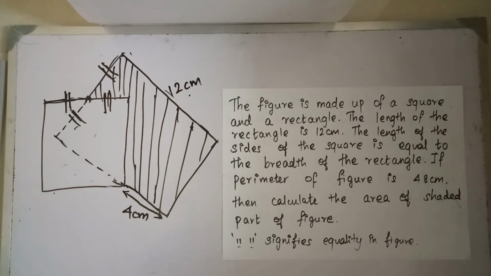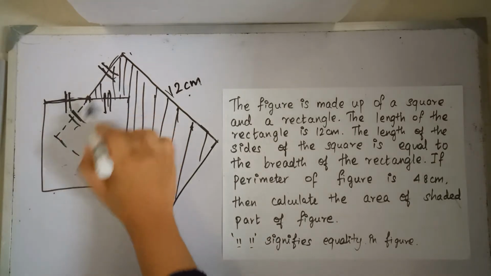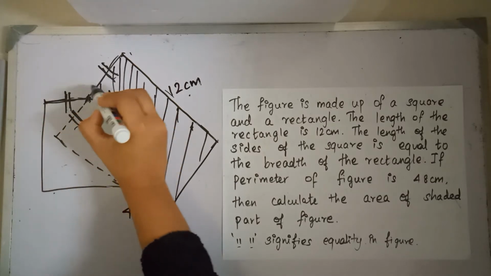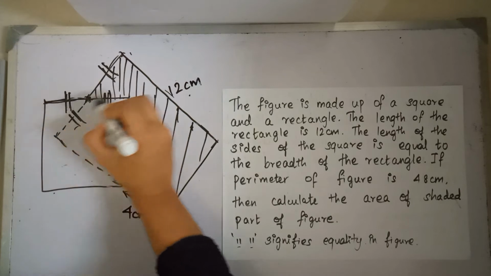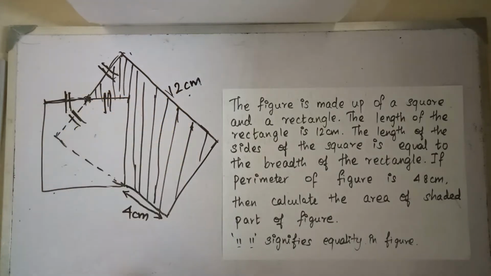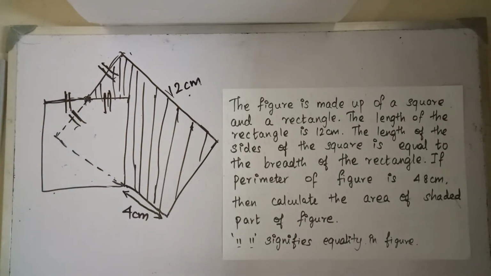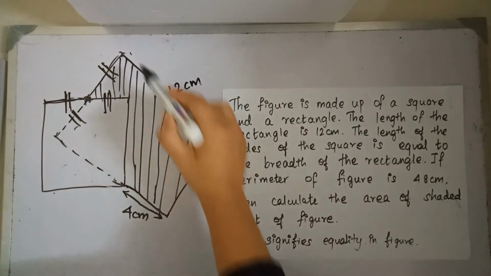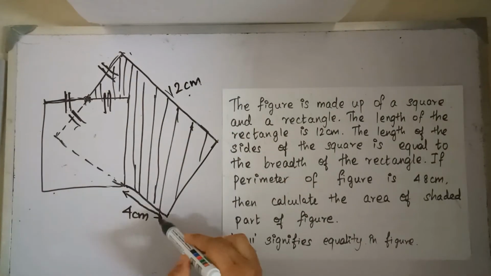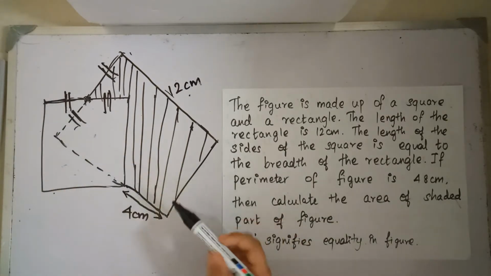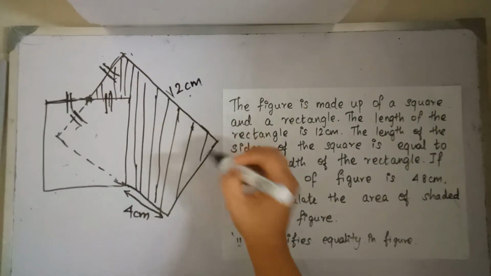We also have a side note in the question, that is, this symbol signifies equality in the figure. So we can see this symbol in 4 places. So all these 4 sides, this part, this part, this part and this part are all equal to each other. We also have another clue in the question. This is a rectangle and the length is 12 and this part is 4 cm. And this is a square. So we have to find the area of the shaded portion, which is this portion.